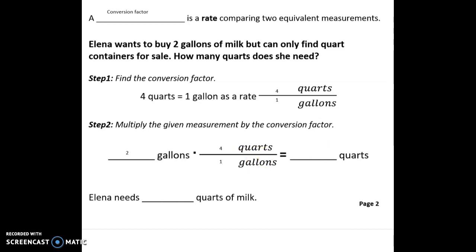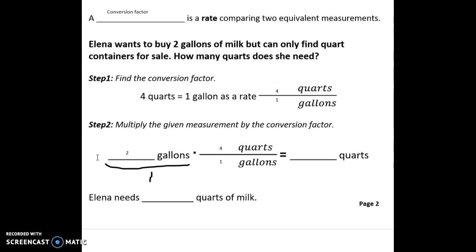So how does this work? Well, if we multiply a whole number times a fraction, then we make this whole number into a fraction by putting a 1 under it. We can do the same thing here. I know that looks a little messy, I'm sorry. Alright, so now we have 2 gallons over 1 times 4 quarts over 1 gallon.